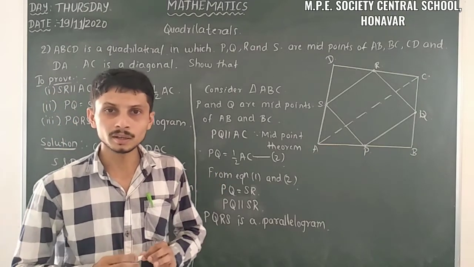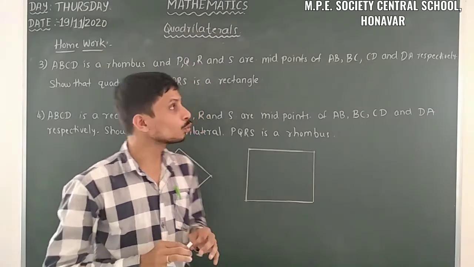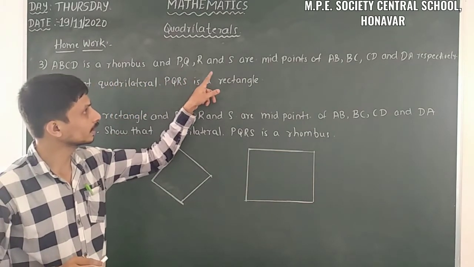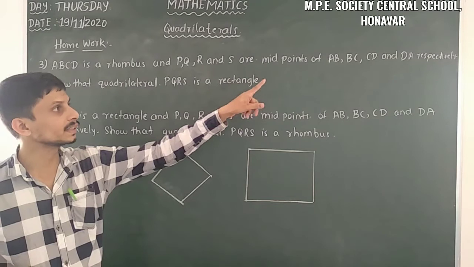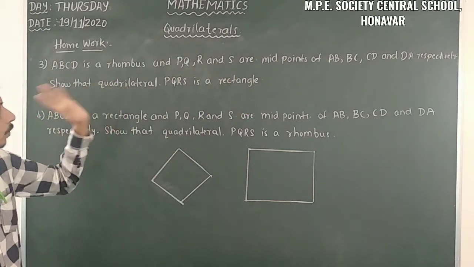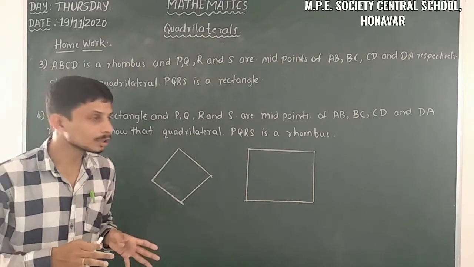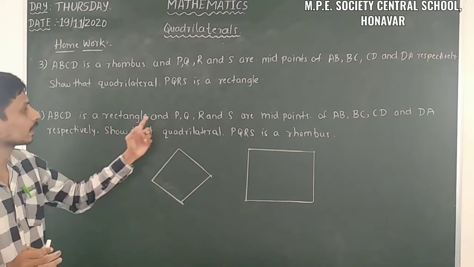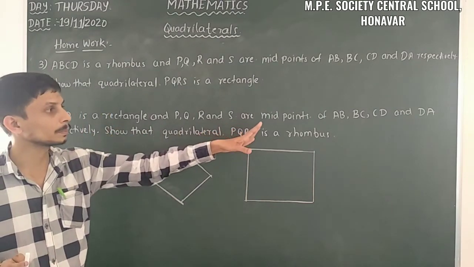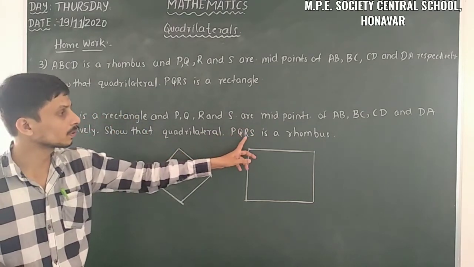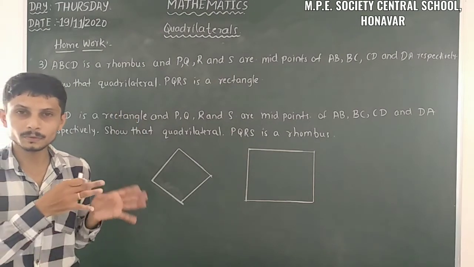So let us move on to the next problem. Let us take two homework problems here. The first one: ABCD is a rhombus and P, Q, R and S are midpoints of AB, BC, CD and DA respectively. Show that quadrilateral PQRS is a rectangle. Again a similar problem: ABCD is a rectangle and P, Q, R and S are the midpoints of AB, BC, CD and DA respectively. Show that quadrilateral PQRS is a rhombus. I think it's vice versa.